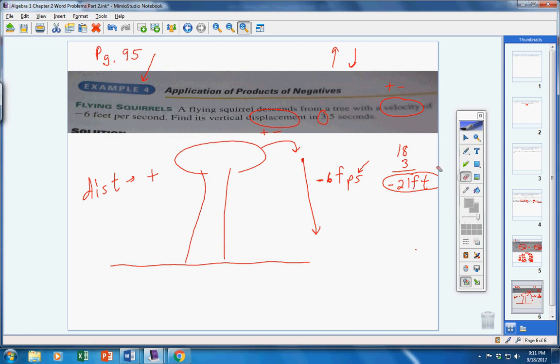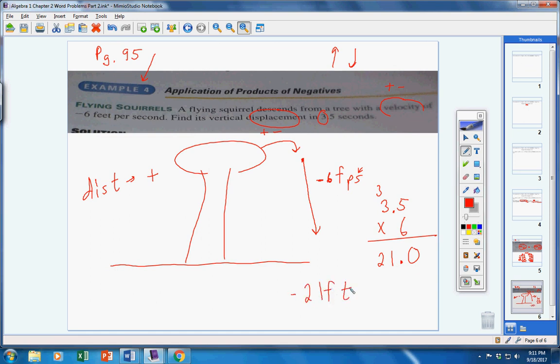Now, another way to do that is to simply take your rate, which is 6 feet per second, times the seconds. So, the squirrel is dropping 6 feet every second for 3.5 seconds. Multiply, 1 decimal place, go over 1, and you get 21. Of course, it's negative 21 feet because it's displacement.